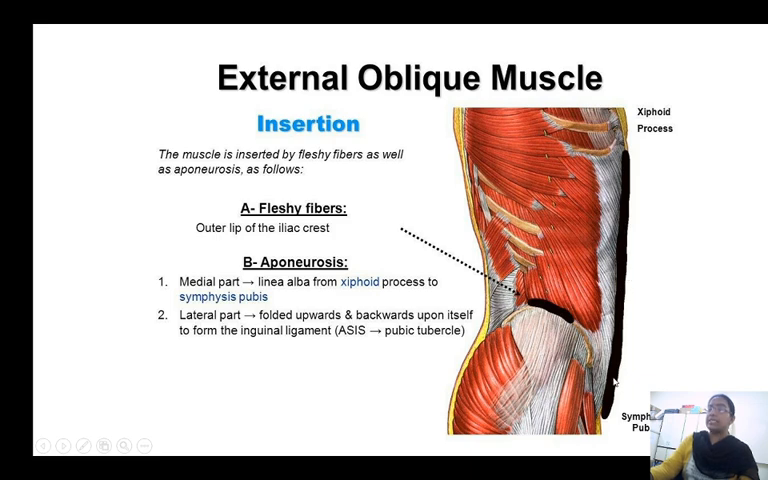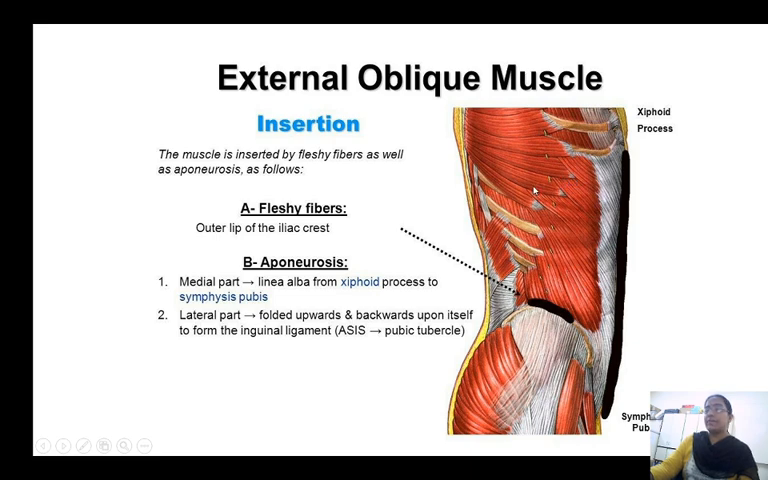Because of that decussation, a bloodless area forms here. This is called the linea alba, which extends from the xiphoid process above to the symphysis pubis below. So this is about the upper fibers.